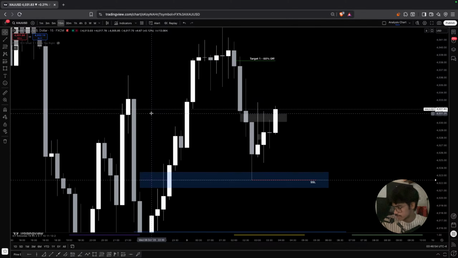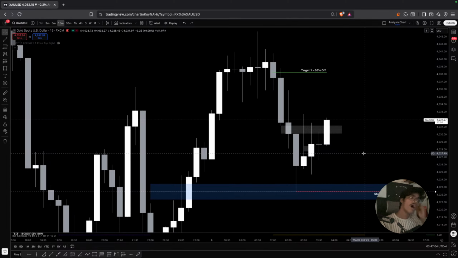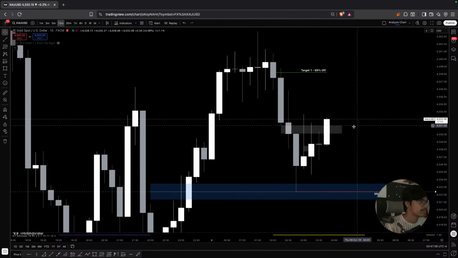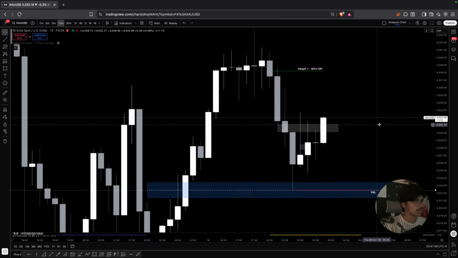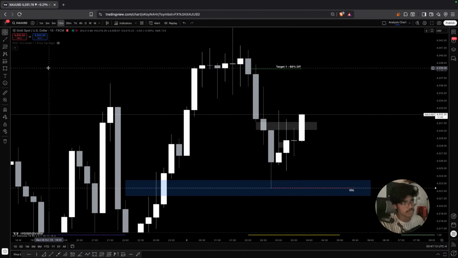Let's wait for this another 12 minutes for the market to close above this point. If the candle closes above this point, we are good to go.